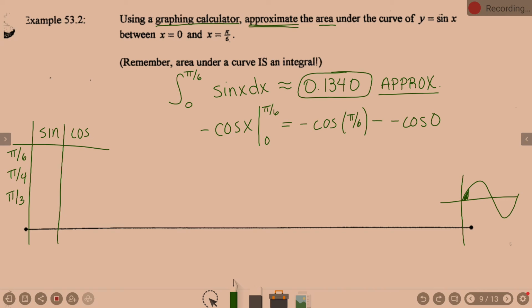Pi over 6, pi over 4, pi over 3. I go 1/2 in the first one and 1/2 over here. I know my middle row is square root of 2 over 2. And these other two are square root of 3 over 2. So, what's the cosine of pi over 6? Square root of 3 over 2. We officially want the negative cosine of pi over 6, so it's the negative square root of 3 over 2, minus negative, so I'm going to say plus, cosine of 0.